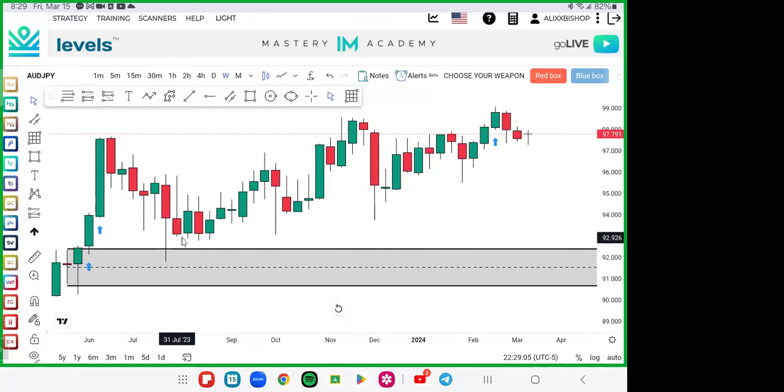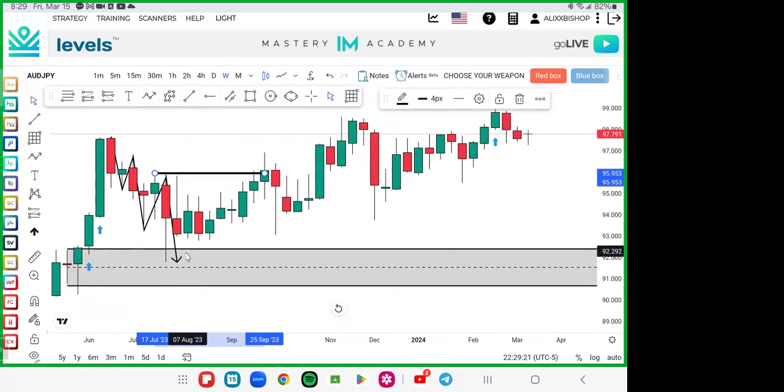But look, check me out, guys. Look at the structure on the way down. Lower low, lower high. Lower low, lower high, lower low. Okay, cool. So this is my lower low. So in order to change character and continue up, we need to break and close above. And we do, right? Which is solid. We get that change of character confirmation.